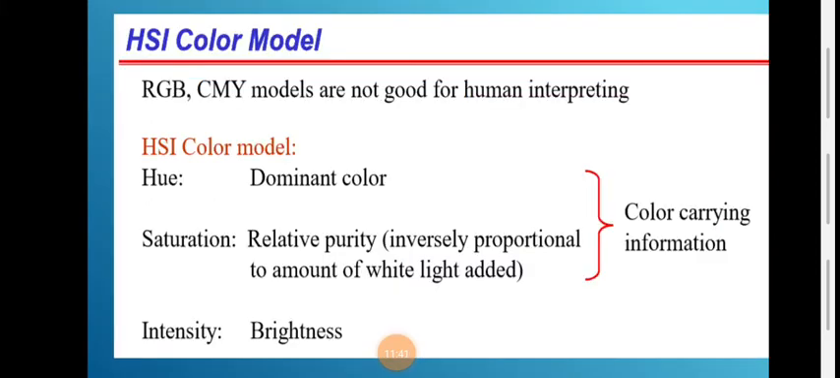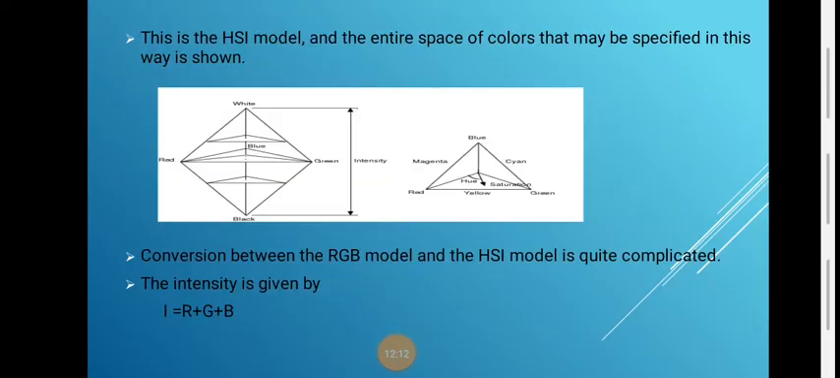Another one is the HSI model. Even though we have the RGB model and the CMY model, they are not good for human perception. Sometimes when we look at the sky, the bright colors fall on our eye, so we couldn't recognize what the object is. So we move to the HSI model, where H represents hue, S saturation, and I intensity. I have defined it in previous slides, so we move directly to the HSI model.